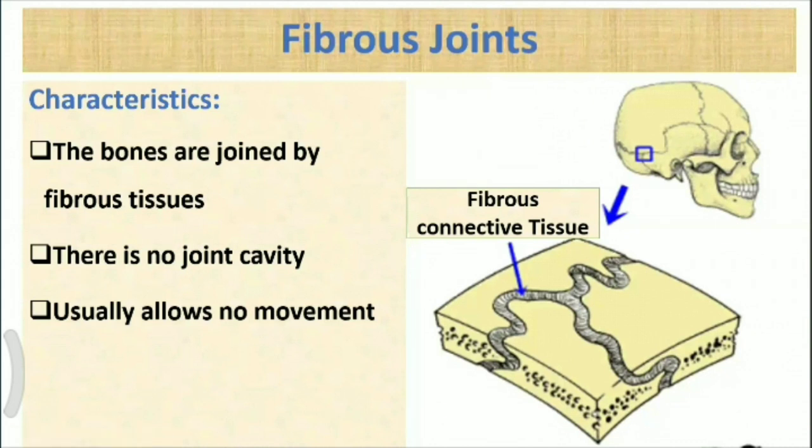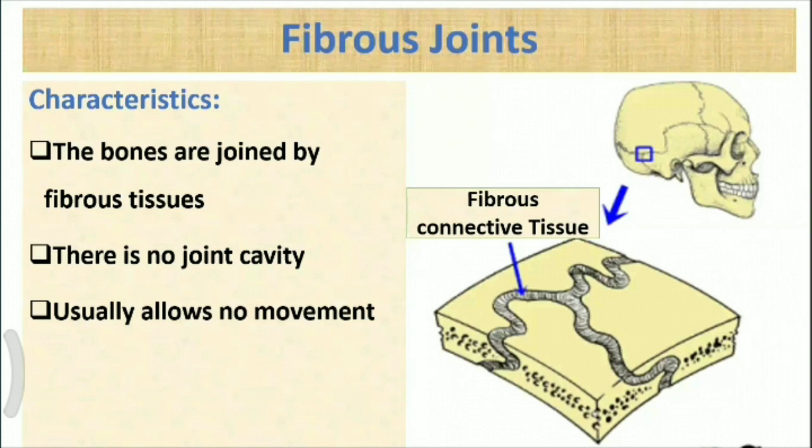Yes, sir. So bones are joined by fibrous tissue. There is no bony cavity. If there is no space in between two bones, there is no question of movement. Though there is no space, it is only filled by fibrous tissue, so no chance of movement here. Mind it. If you are given a question, fibrous joint will allow no movement, or sutures allow no movement. Why? Because there is no space in between two articulating bones. All the space is filled by fibrous tissue.